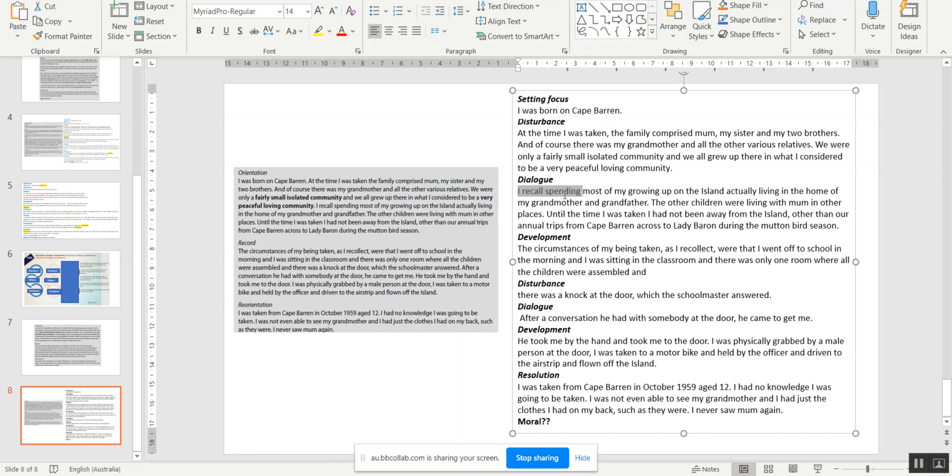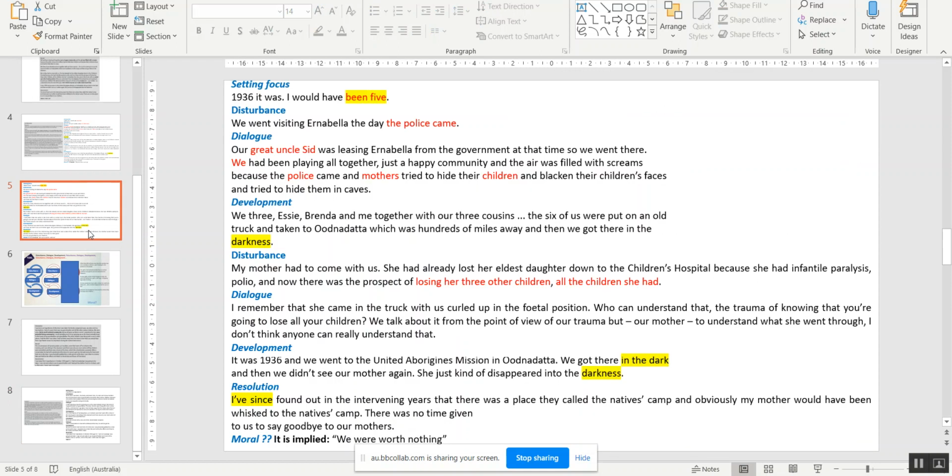I recall, so I don't know, you can think about it. Development, that's what happened. And the circumstances were like this, and then this happened. And then this happened. And then they took me, and I was taken to this place, and I never saw mom again. Right? So it's pretty much the same structure of the narrative as was in the case here, which I find interesting.